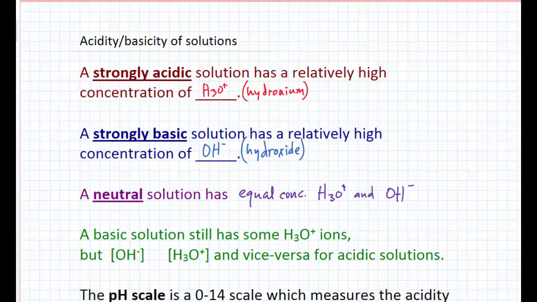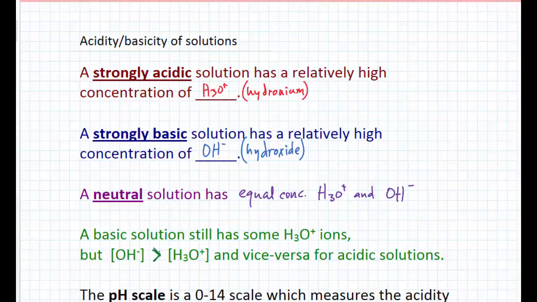But it turns out that as one increases, the other decreases. They're sort of opposites. A basic solution, like that one up there, would have a high concentration of hydroxide, but a basic solution still has some hydronium ions, though. Okay? They're not all gone. It's just that the concentration of hydroxide is greater than the concentration of hydronium.